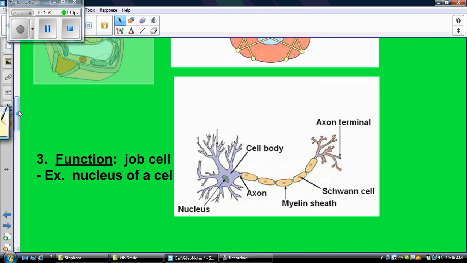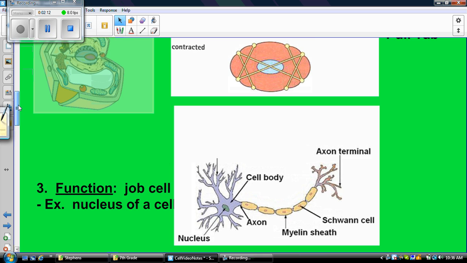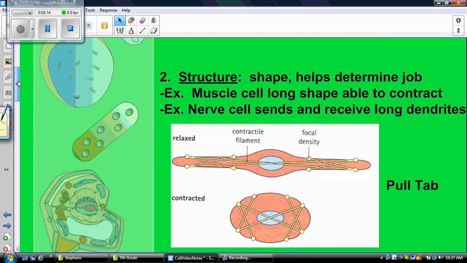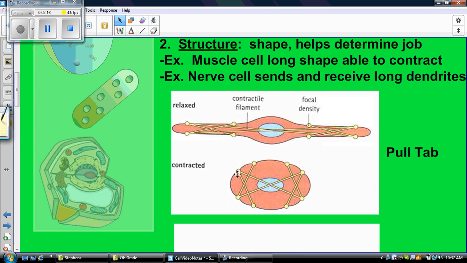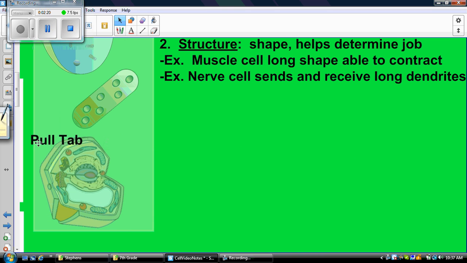This other picture is a picture of a nerve cell. It's a really weird looking cell. So if you look at it, it looks like kind of a spider web. Those are the dendrites that have to receive information from other cells, from other nerve cells. So it's going to look very different because its job is different than a muscle cell. So cell structures are going to be different. They're going to have different shapes because the job they perform is going to be different.